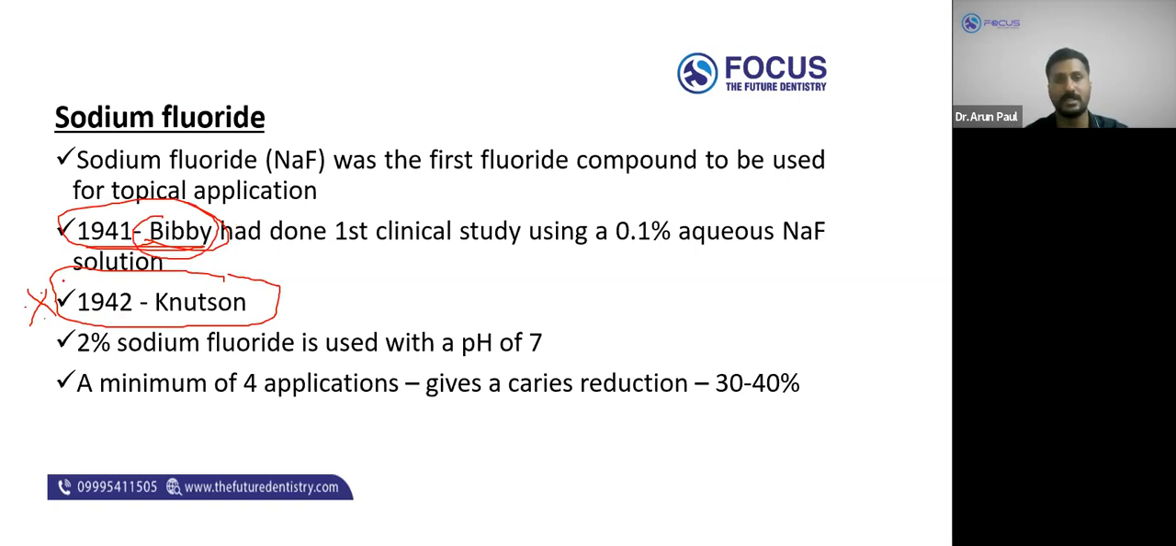The application of fluoride solution is called Knudsen's technique. It uses 2%, that is 2 gram in 100 ml of solution, and the pH is 7. Since the pH is 7, it is also called neutral sodium fluoride. The sodium fluoride is applied 4 times, and it gives a caries reduction of approximately 30 to 40%.